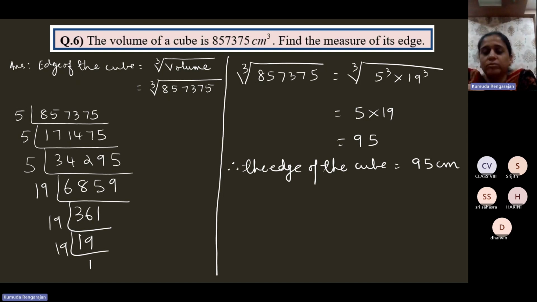So when the volume of a cube is given to you and you're asked to find the edge of the cube, you must find the cube root of the volume given. And it will be a perfect cube. You have only this choice to find the cube root using the prime factorization method. You don't have any other alternative. If it is a decimal number, you'll have to convert that to a fraction and then find the cube root.